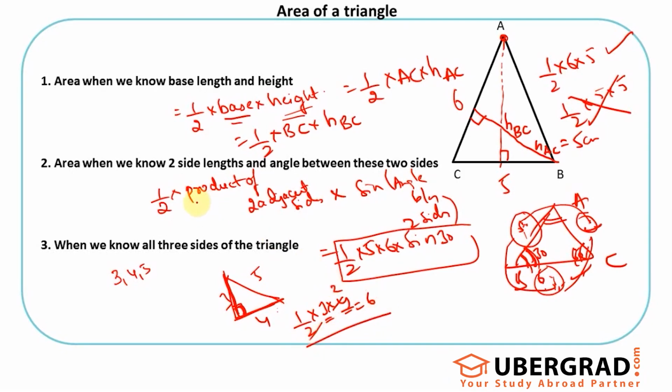Even if I apply the second formula, I use half into adjacent sides 3 and 4. The sine of the angle between them is sine 90. I know sine 90 is 1, so it will be half into 3 into 4, that will be again 6, right, which is what we did again.